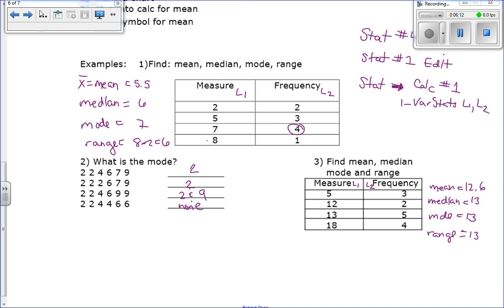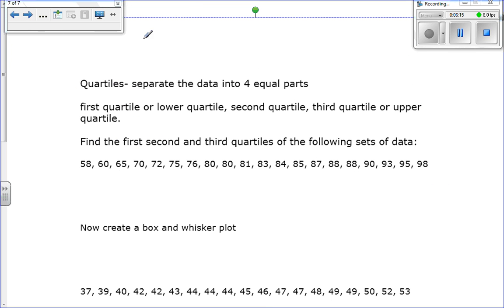So moving on to the back. Quartiles separate the data into 4 equal parts. The quartiles give a quarter. The first quartile, or lower quartile, or 25%. For the second quartile, which is the median, 50%. And the third quartile, or upper quartile, which is 75%.